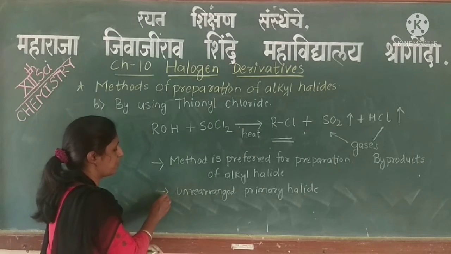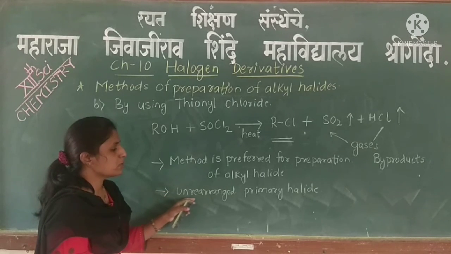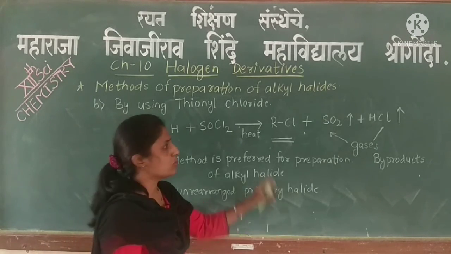And the next advantage is you get unrearranged primary halide also by using thionyl chloride.